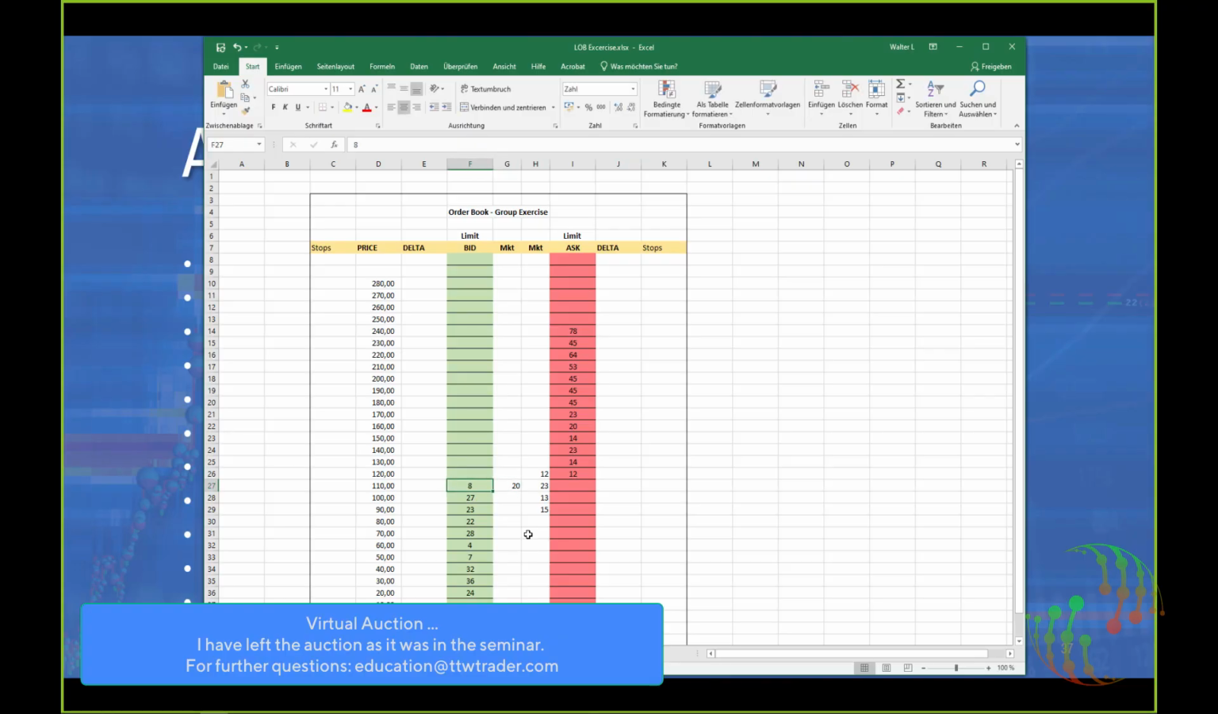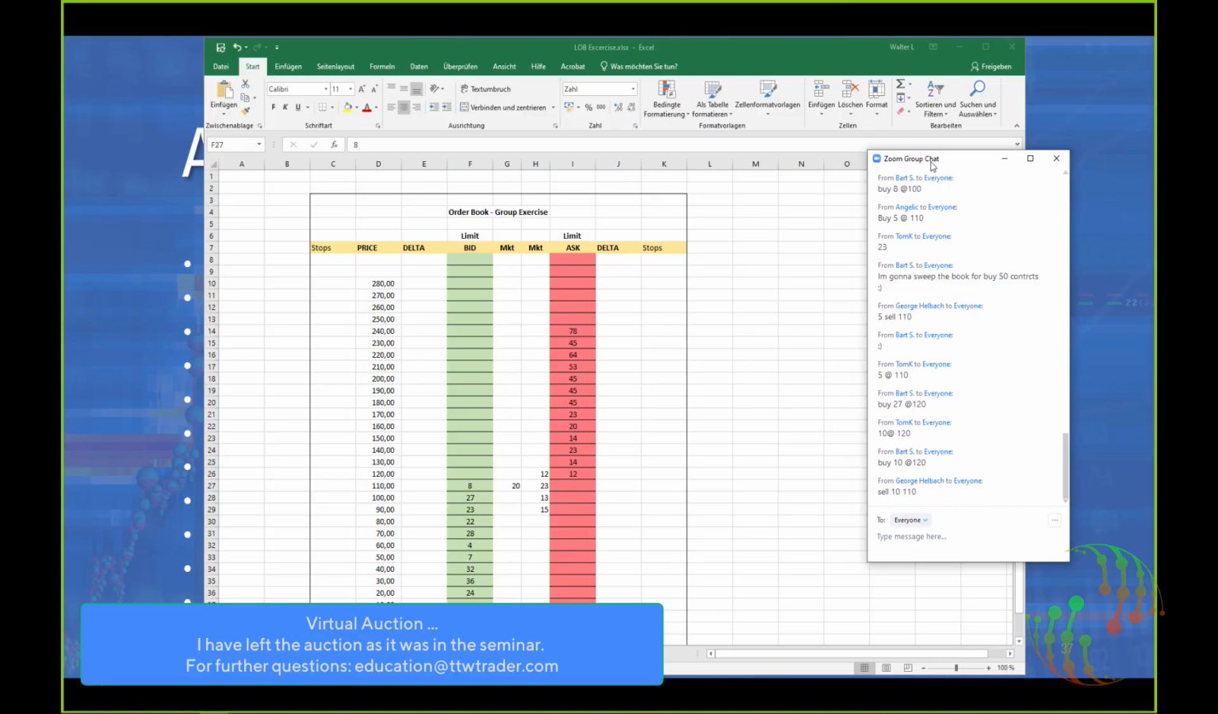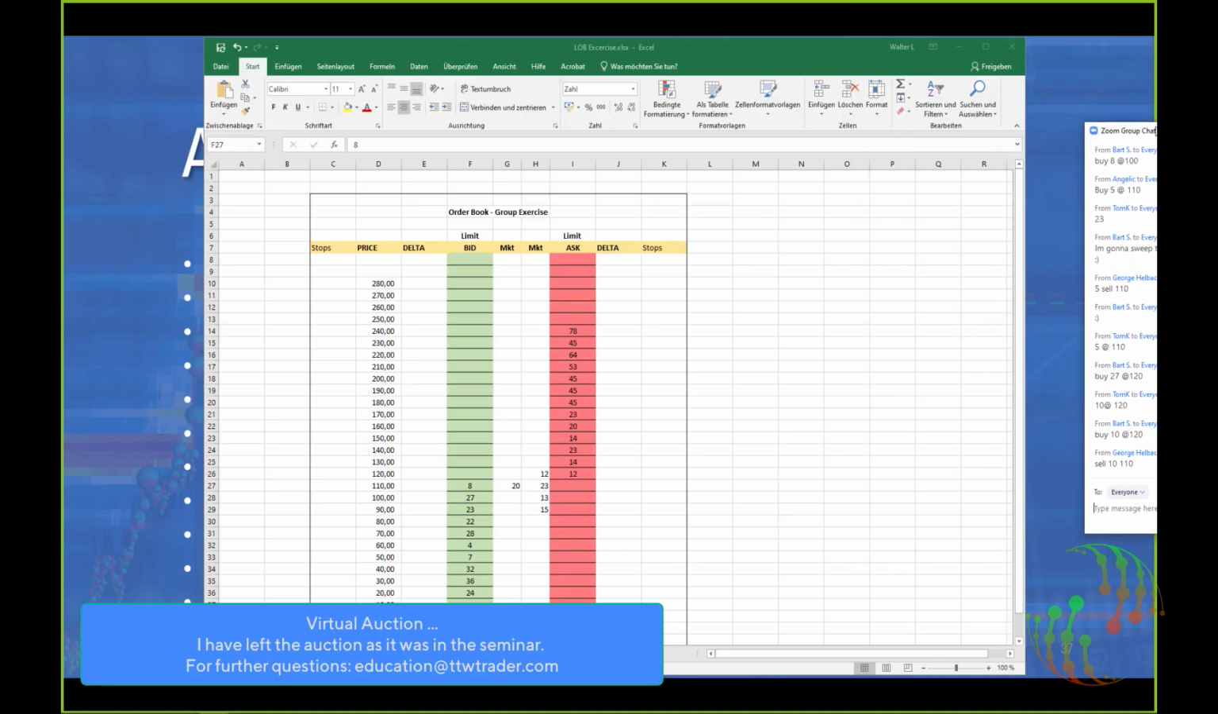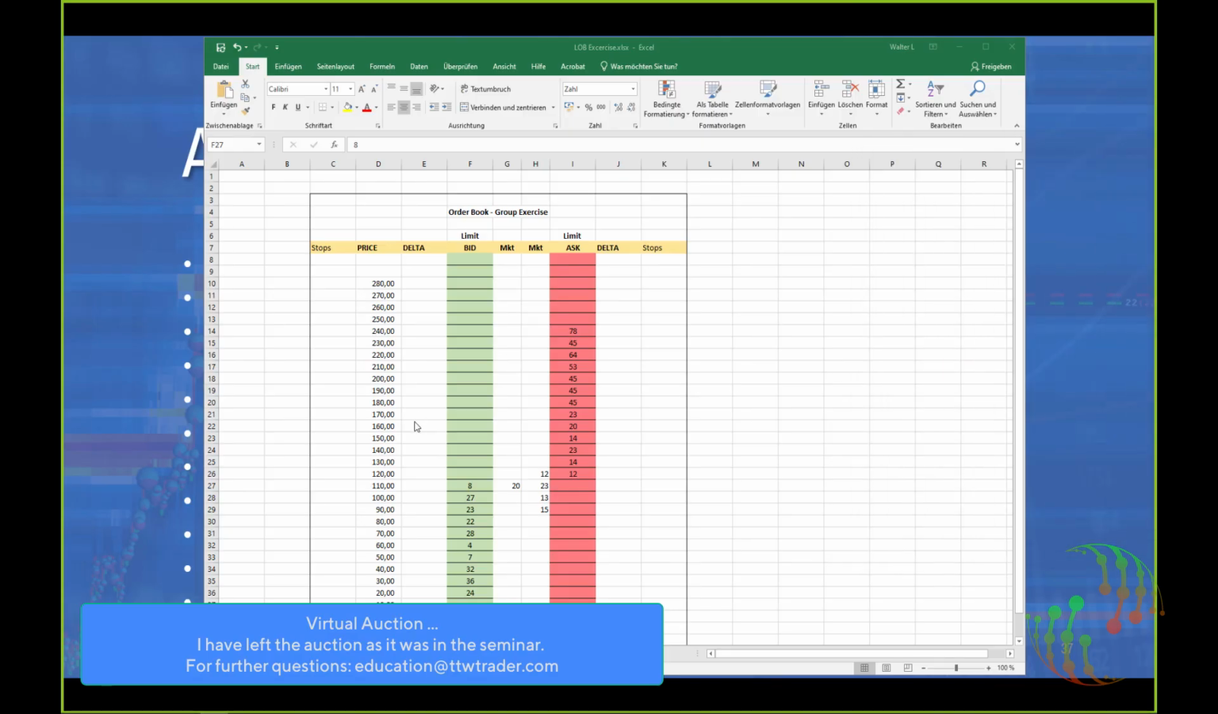Now the situation we have: I want to buy 8 at 110, and let me place this one here. Oh, no, sorry, better. 8 at 110, and I'm selling 12 at 120. 12 at 100, no bid, nothing. Then buy 12 at 120. That was the latest call.